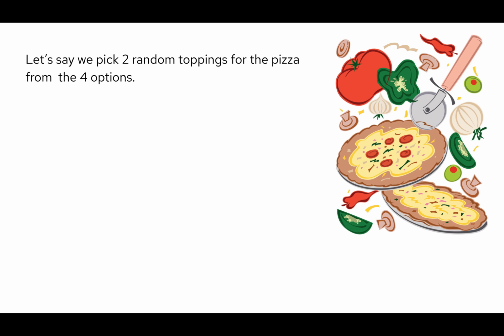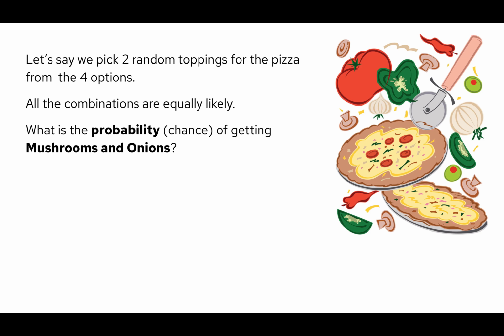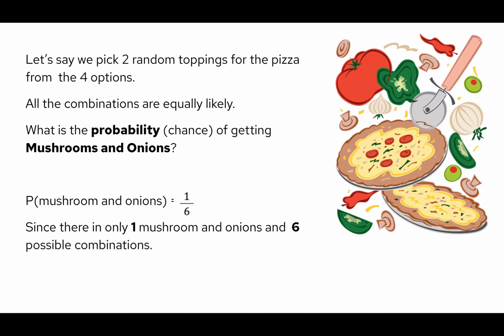So now let's say that we pick two random toppings for our pizza from the four options. All the combinations are equally likely. So we can say, what's the probability, or the chance, of getting our mushrooms and onion pizza? Well, we know that it would be 1/6 because there's only one mushroom and onion pizza and there's six total different types of pizzas.